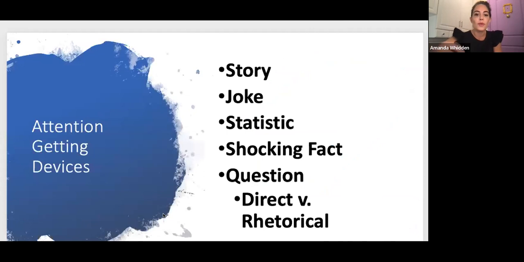And so we don't want to just come out, again, and say whatever. We want to have these attention getting devices. There are a lot of different ways that we can engage our audience, and a lot of different strategies that you will continue to learn over this semester. However, a couple that you can start to think of right now and that can get you started are listed on the screen here. So the first one is a story.